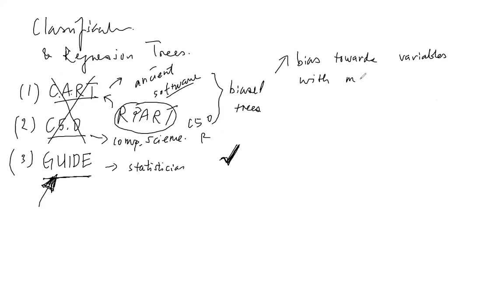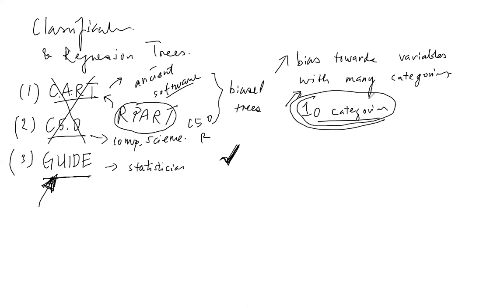with many categories. So if you have a variable that has, let's say, 10 categories, regardless of whether this variable is useful or informative or not, CART will get tricked into picking this variable as one of the nodes in its model. It's just sensitive to the number of categories.